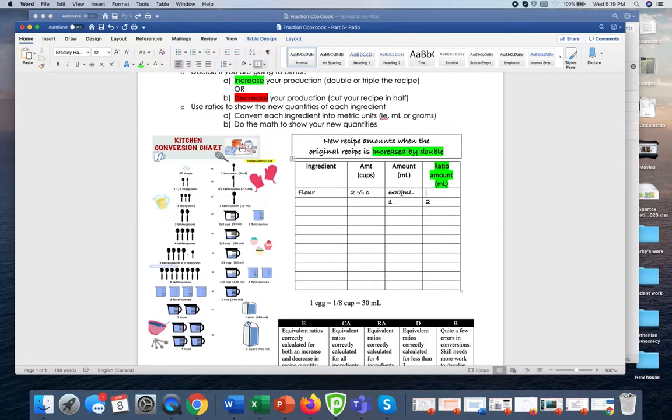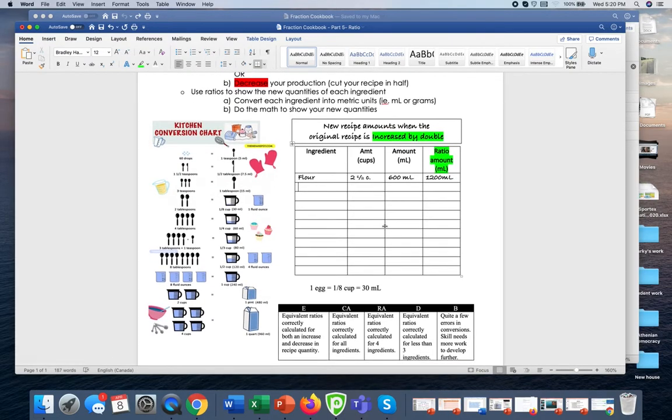So I'm going to take this amount and multiply it by 2. So I would get 1,200 milliliters. That's going to be a huge batch of cookies. Oh my goodness, I don't even know if I'd have a bowl that could fit that much flour. Okay, so that's one example. If you're fine, then you can stop watching the video and start working.